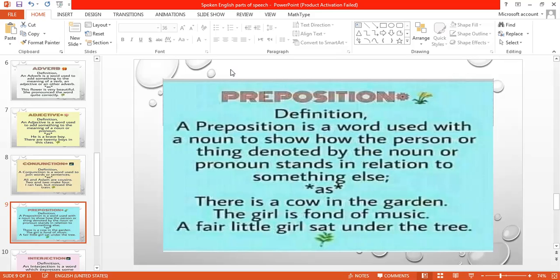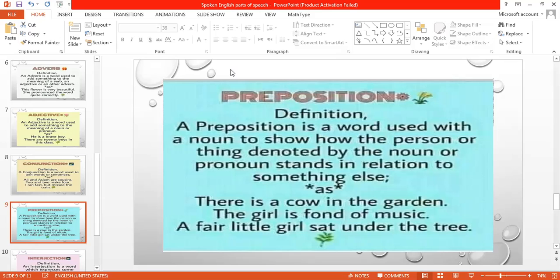So under is another preposition. So when prepositions are used, they make the meaning of the word clear and tell us its association. The cat is sitting on the table. On. So we always use on the table, on the surface. The cat is sitting in the basket.